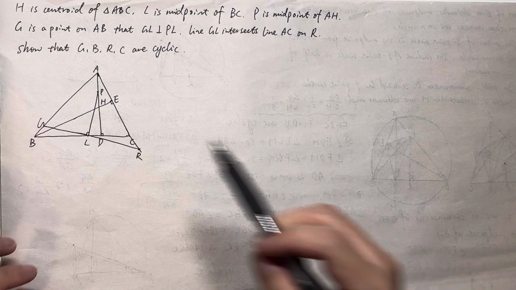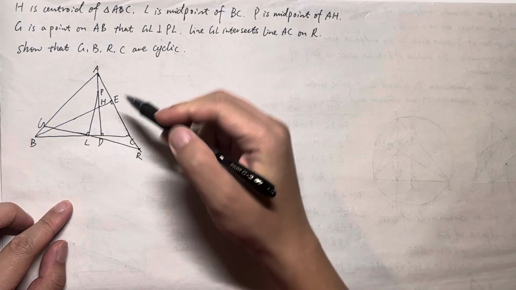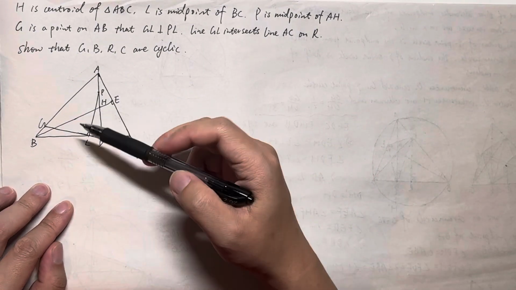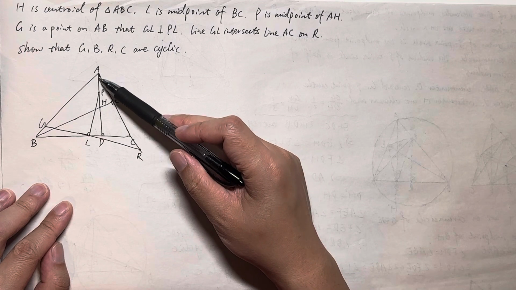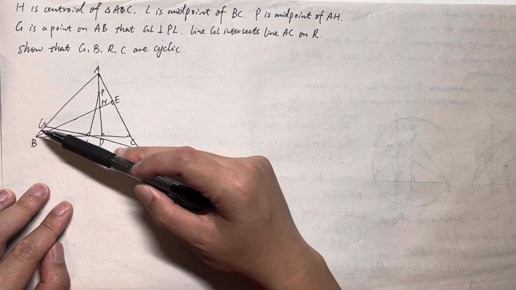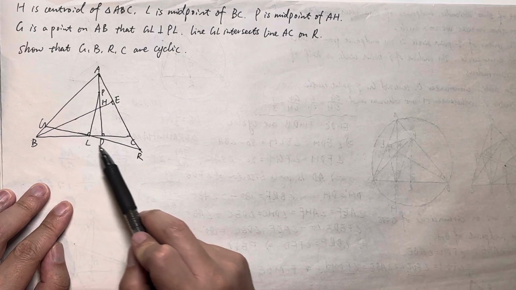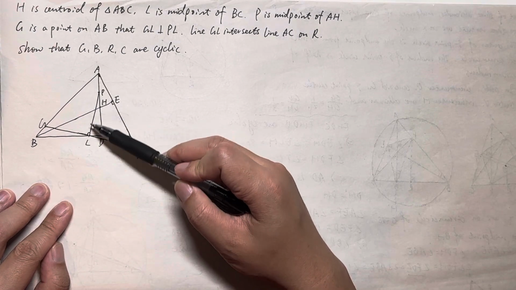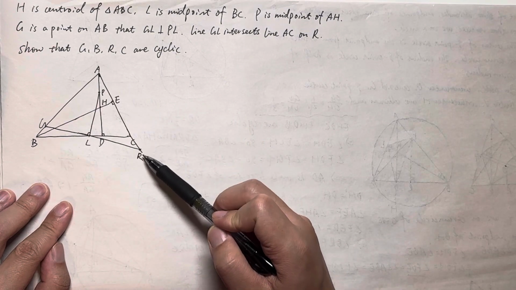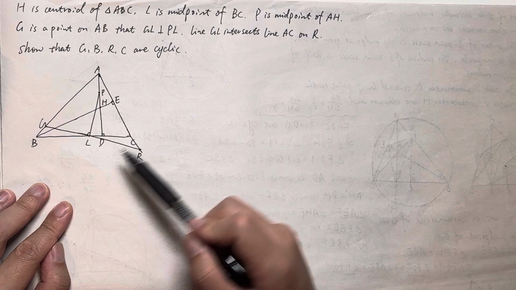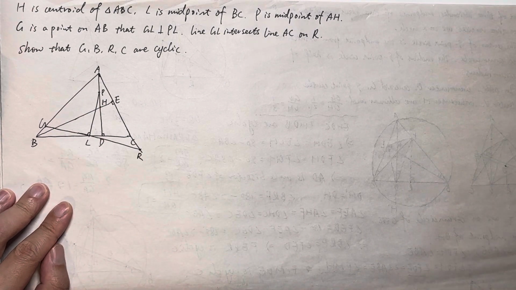Here is a problem. H is the centroid of triangle ABC. L is the midpoint of BC. P is the midpoint of AH. G is a point on AB such that GL is perpendicular to PL. Line GL intersects line AC at R. Show that G, B, R, C are cyclic.